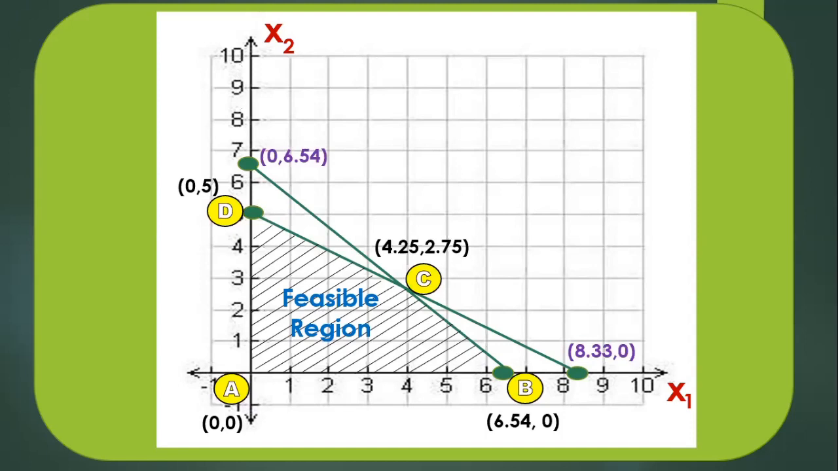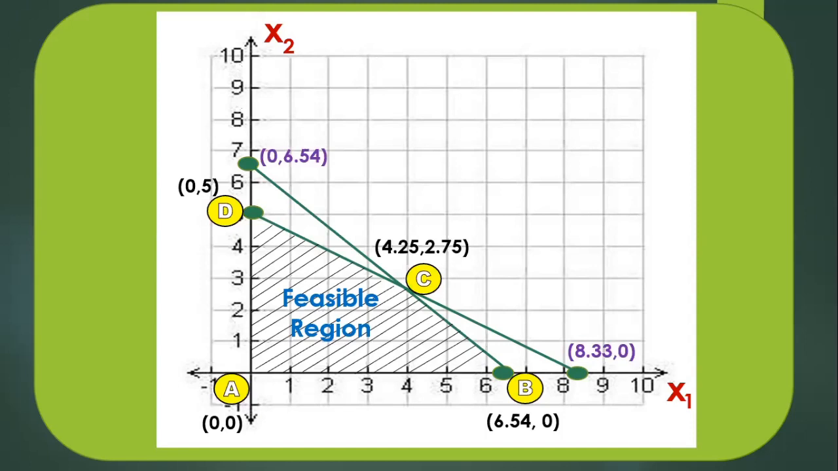So what is the value of A? We have there corner A, corner B, corner C, and corner D. Now the value of our corner A is 0, 0. The value of our corner B would be 6.54, 0. The value of corner C is approximately 4.25, 2.75, and the value of our corner D, or extreme point D, would be 0, 5.